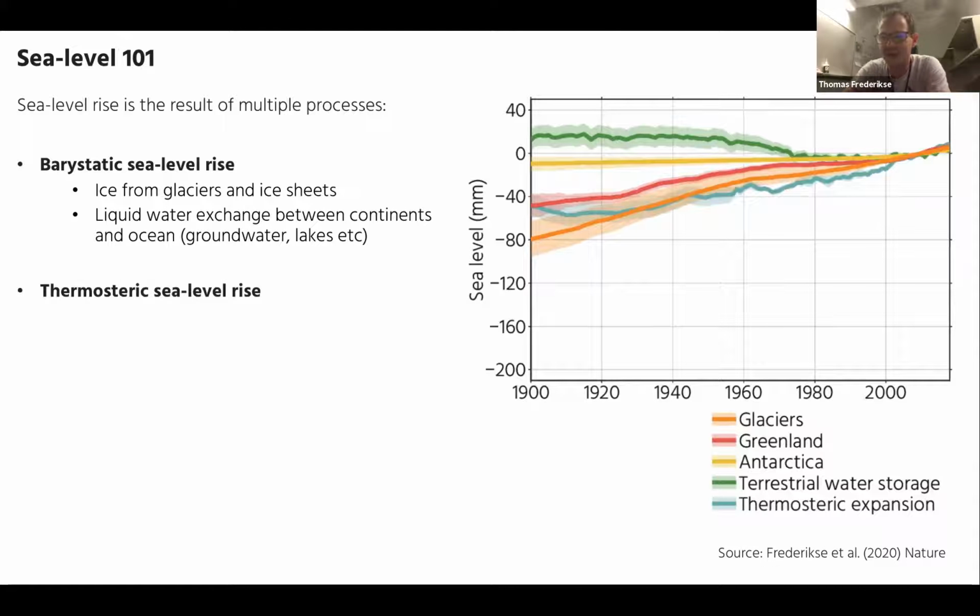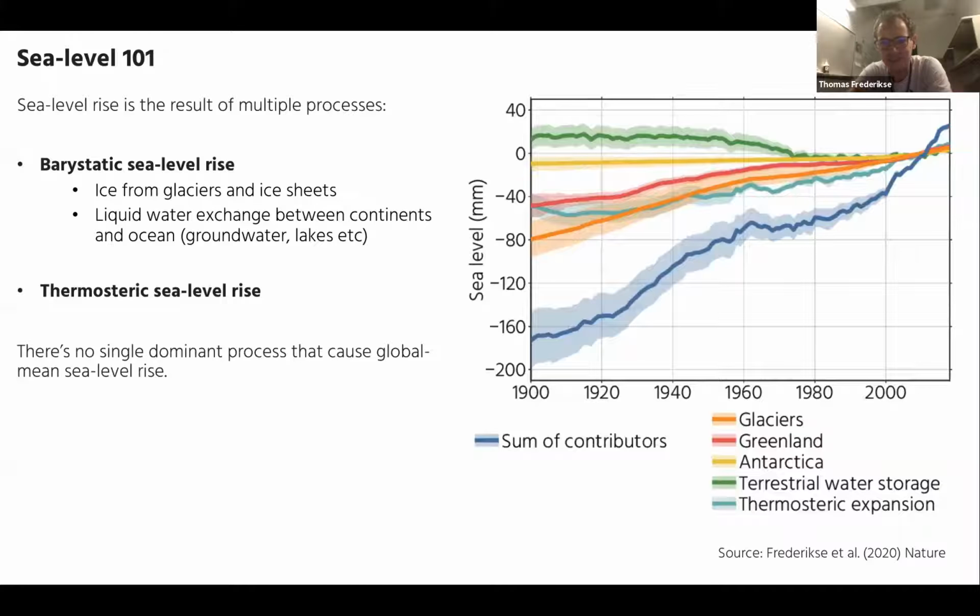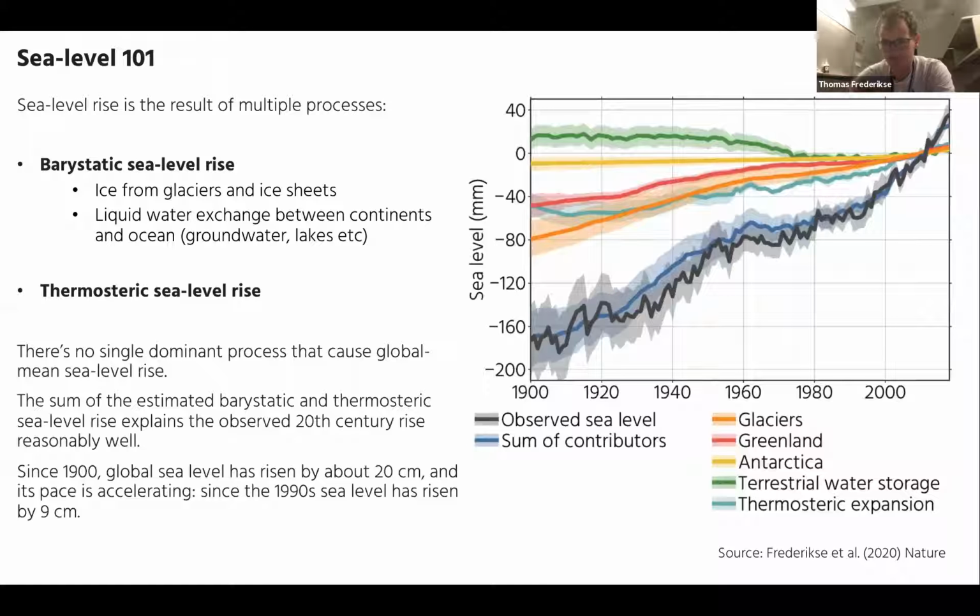And then, of course, we have thermosteric sea level rise here. That's the last line I just plotted. That's in the same order as the glacier contribution over the 20th century. But what you can see from this plot is that there is not just one dominant process that drives sea level rise. It's more partitioned among multiple processes that happen on more or less the same order of magnitude. So if we add all these processes, and that's the blue line, you see that it's much larger. It's not just one component that dominates. But the nice thing is that this blue line agrees pretty well with the observed 20th century sea level rise.